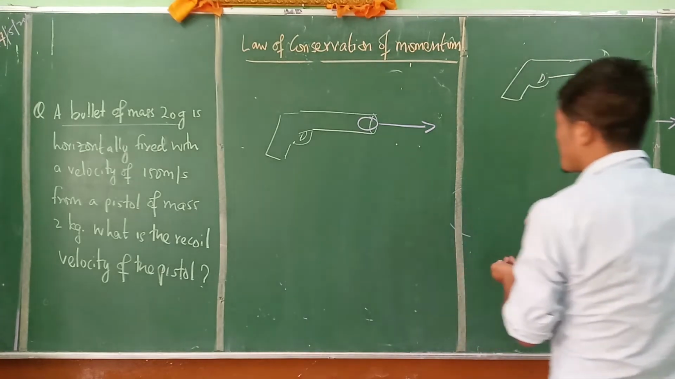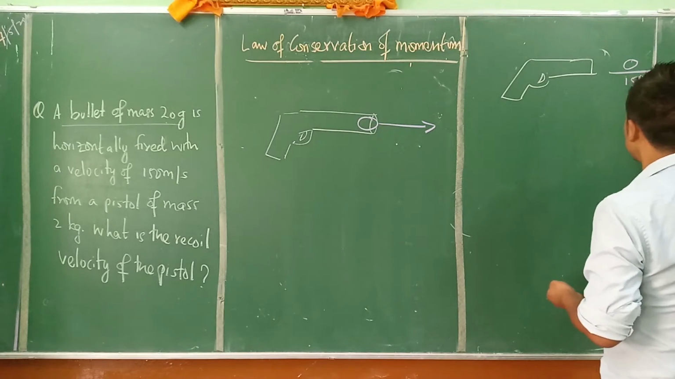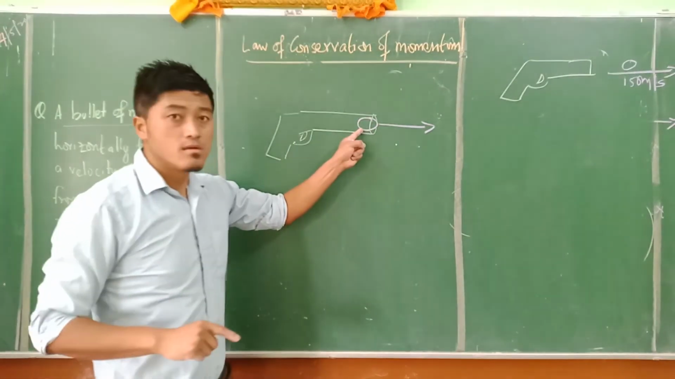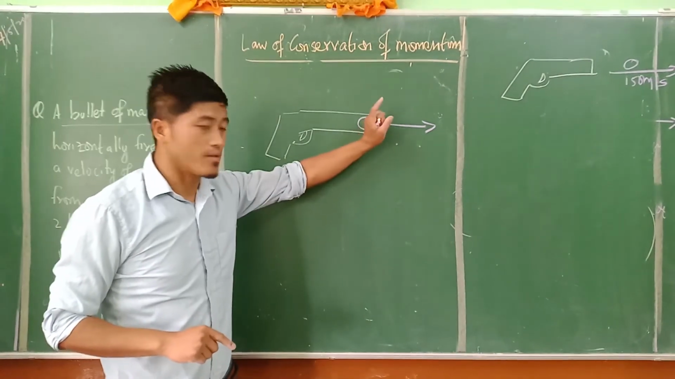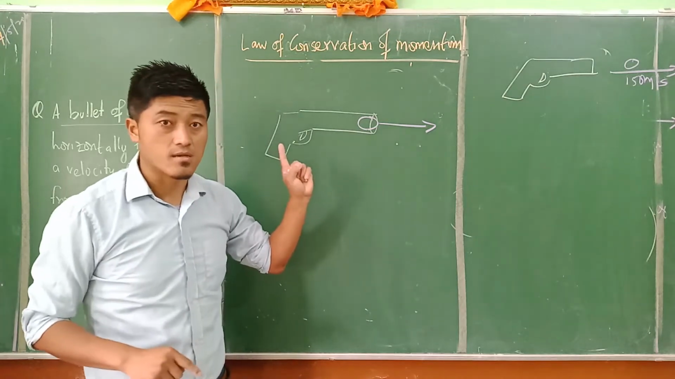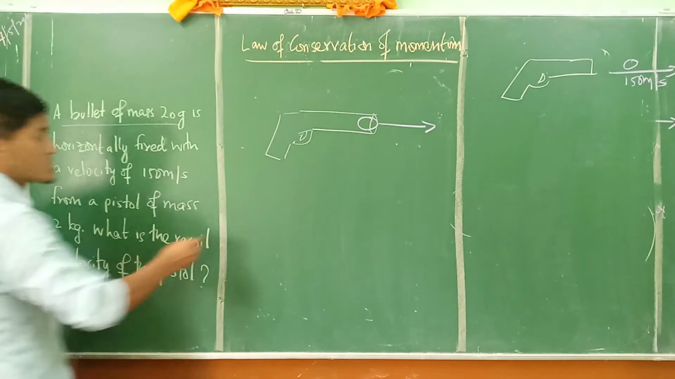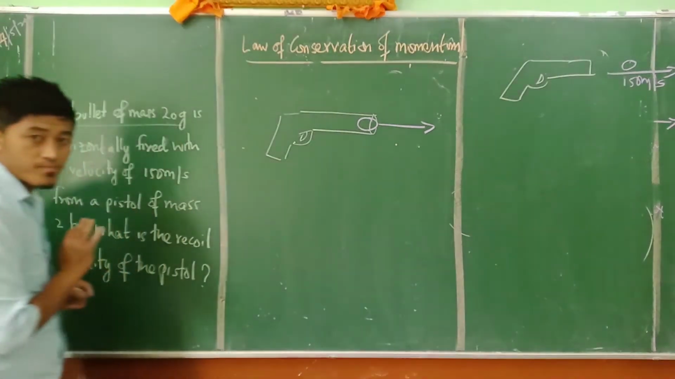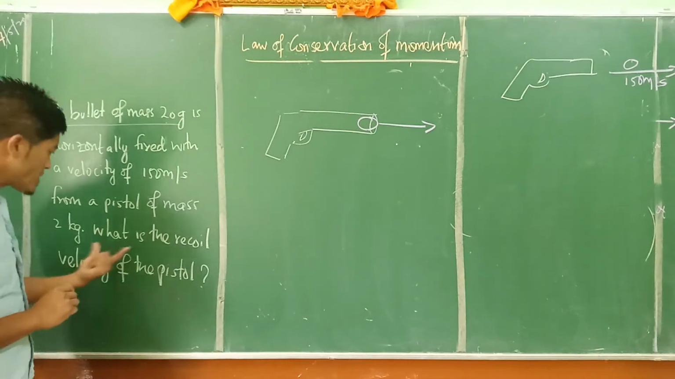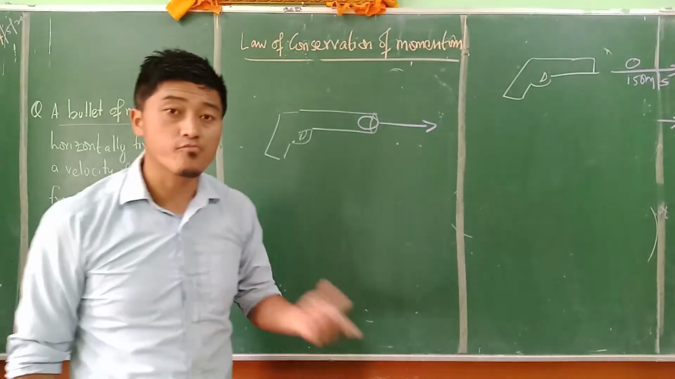Now they have fired the bullet and it is moving with 150 meters per second. Before, when this bullet is in the gun, it is not moving. It is 0 meters per second. Now, from a pistol of mass 2 kg, what is the required velocity of the pistol? Required velocity is normally what we call the backward velocity.